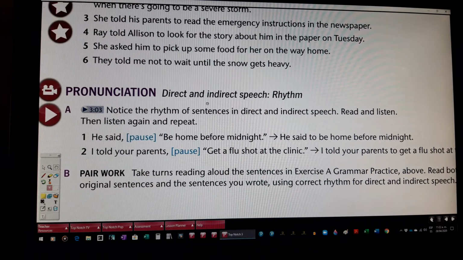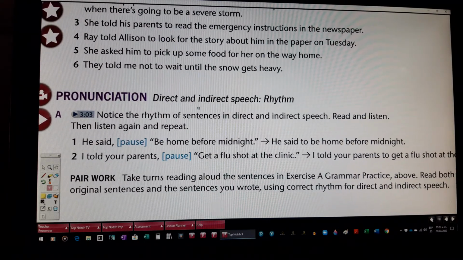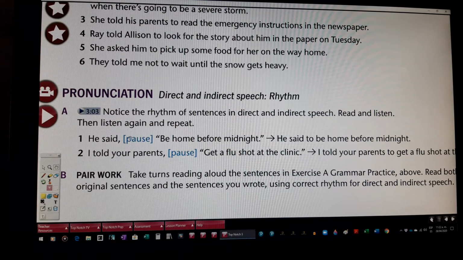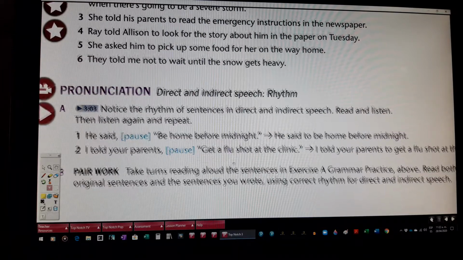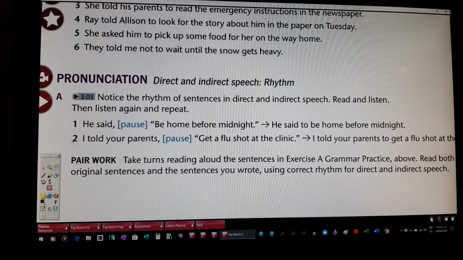What's the difference between direct and indirect speech in the rhythm? Okay. Notice the rhythm of sentences in direct speech and indirect speech. Read and listen, then listen again and repeat. Okay. So listen and try to know the difference. Okay, let's listen to it first of all. Direct speech and indirect speech.